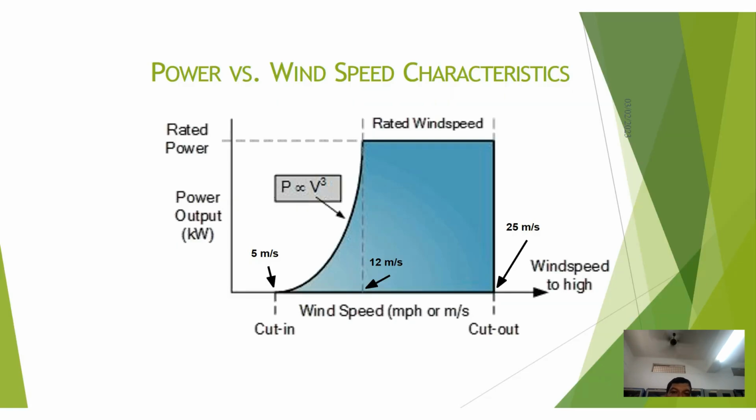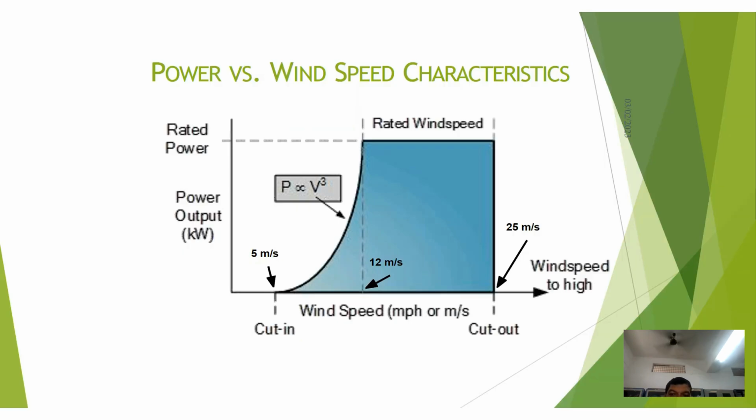So the main relation between the wind speed and power: power is proportional to the cube of the wind speed. Meaning when the wind speed increases, the power increases by roughly three times. That is the relation between power and wind speed.